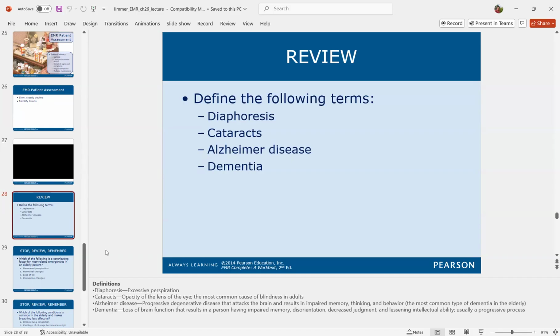Alzheimer's disease, a progressive degenerative disease that attacks the brain and results in impaired memory, thinking, and behavior, the most common type of dementia in elderly. And then dementia, this is loss of brain function that results in a person having impaired memory, disorientation, decreased judgment, and lessening intellectual ability using a progressive process.